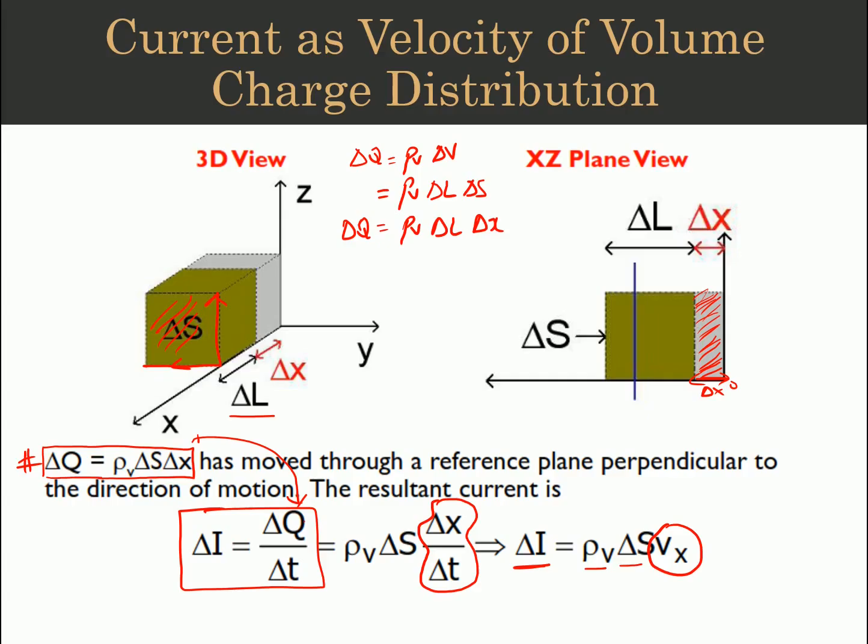Now since we want to find the relationship with the current density, we can say that the current density is the ratio of current over S. So from this equation, we'll just bring delta S over here. We'll be left with rho V into V of X. So this is the relationship between current density J and the volume charge density rho V, dependent on the product of V. So what is the meaning of this statement? The equation is J is equal to rho V into V.